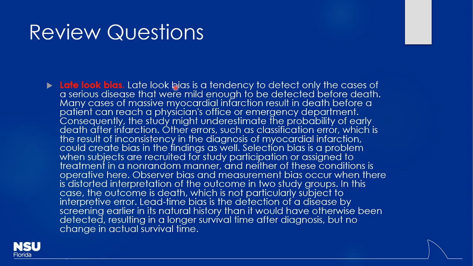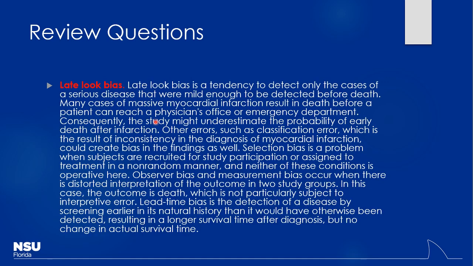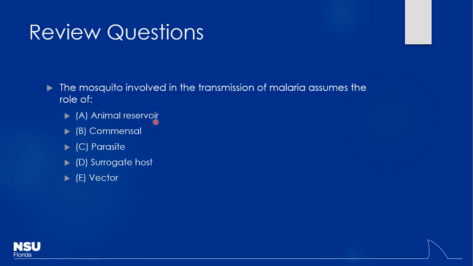Basically, we're only going to be detecting the cases of disease that are mild enough to be detected before death, because once a patient's already dead, then it can be difficult to capture at that point. Also, are the people that die from myocardial infarction always seen in the ER, or always seen in the office? They may die at home, right? They may be pronounced dead at the scene. They may not be actually captured within that. So in those cases, we call that a late look bias, and that could skew our numbers. We may not be able to get as good information as what we're actually looking for. That would not be great.